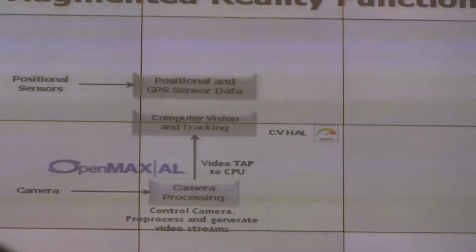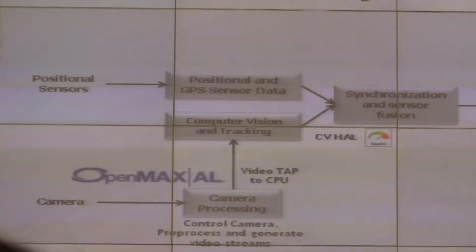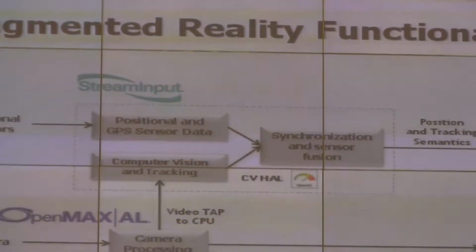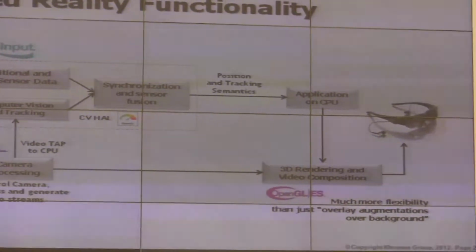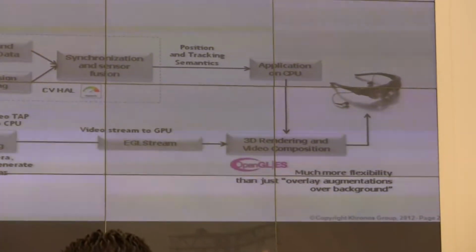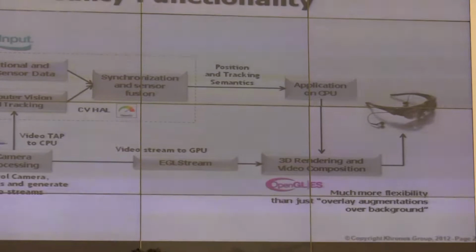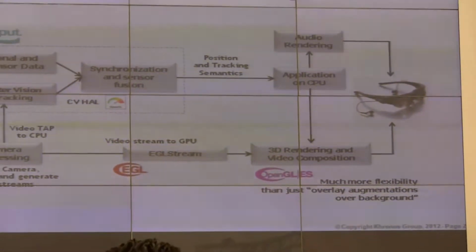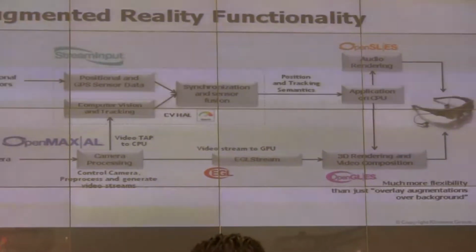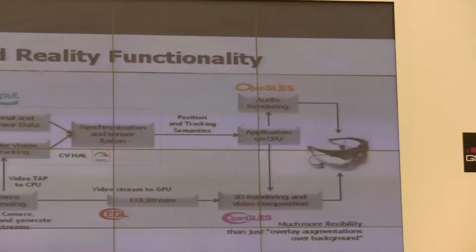We need to bring in the other sensors and fuse them together into a coherent sensor stream to the application. That's the domain of StreamInput. We have the 3D rendering that's actually going to reach the user. You, of course, can use OpenGL ES. You can also use OpenGL ES for the composition because it's being fed the video stream very efficiently through EGL streams. And finally, we have the audio rendering to go alongside the graphics rendering using OpenSL ES.